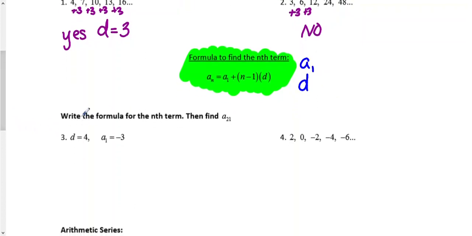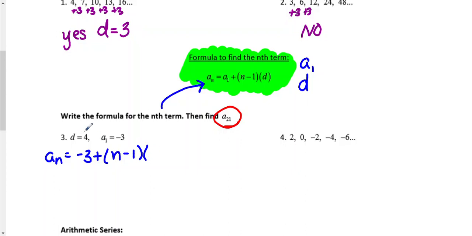So looking at this next section, write the formula for the nth term, which means I need to use the thing I highlighted in green. Then find A sub 21. So the first thing I need to do is use my formula to write the nth term. So I'm going to say A sub n equals A sub 1, which is negative 3, plus parentheses n minus 1 times D, which is 4.